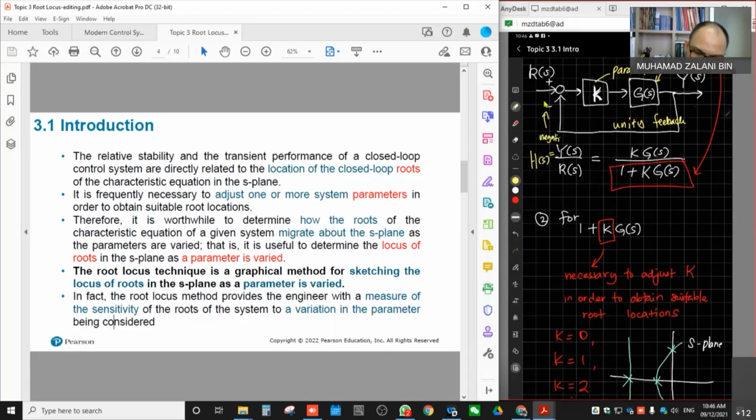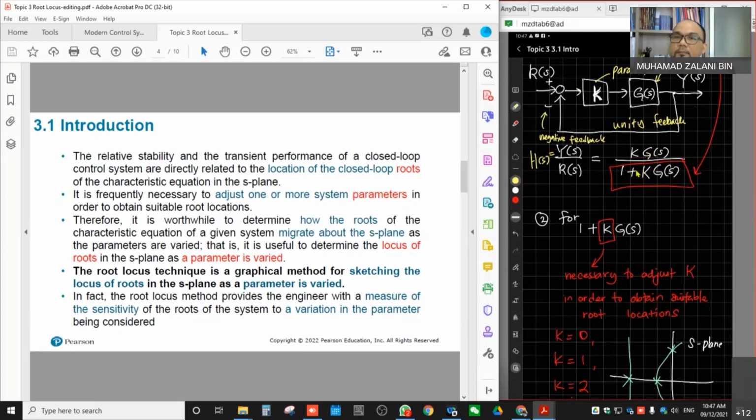negative feedback control system. As we learned in our past topic on mathematical modeling, for a feedback system like this, we can derive the transfer function using this equation, which is K times G(s) divided by 1 plus K G(s). It is 1 plus because of the negative feedback here. If it is a positive feedback, the characteristic equation will be 1 minus K G(s).